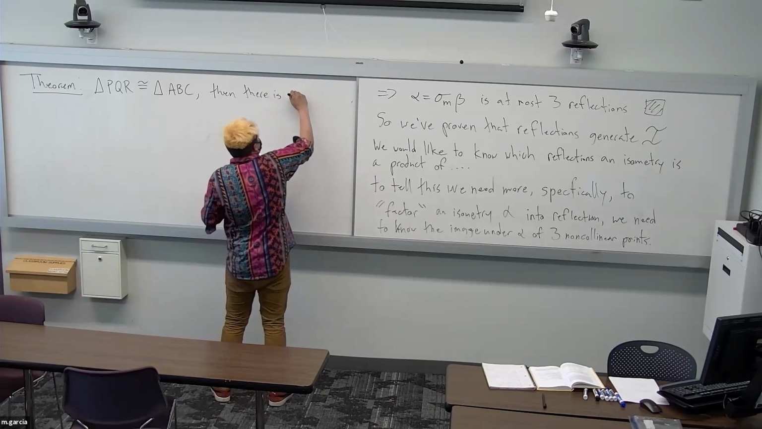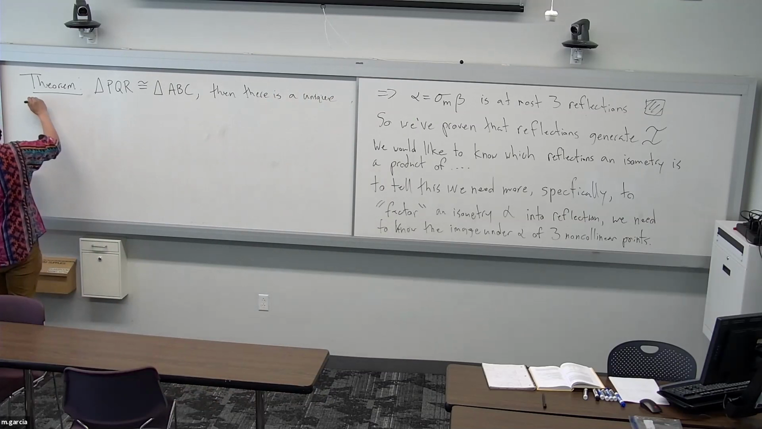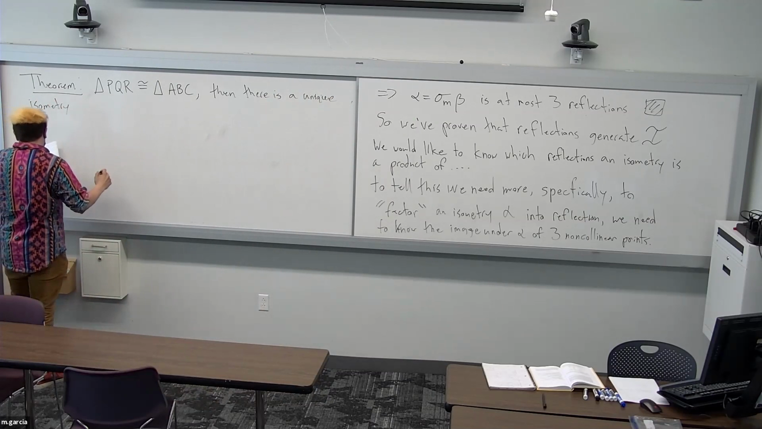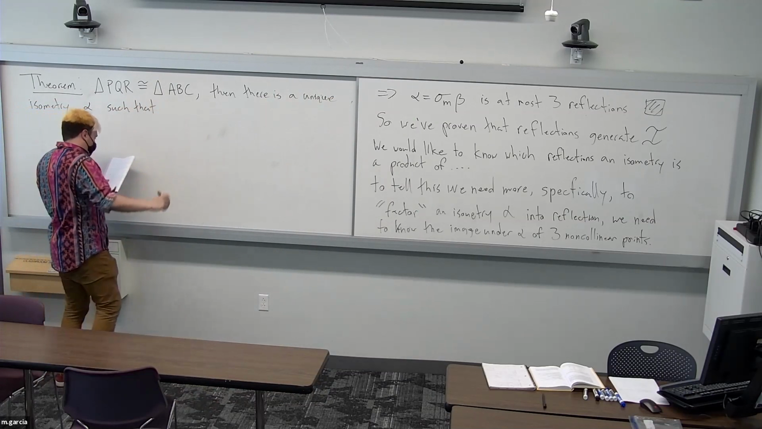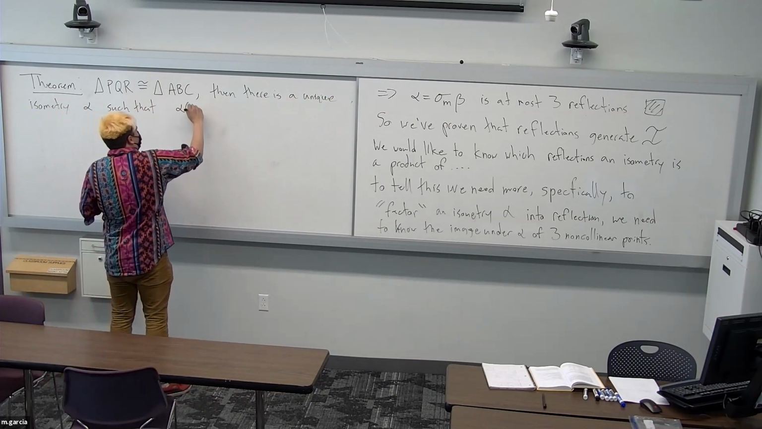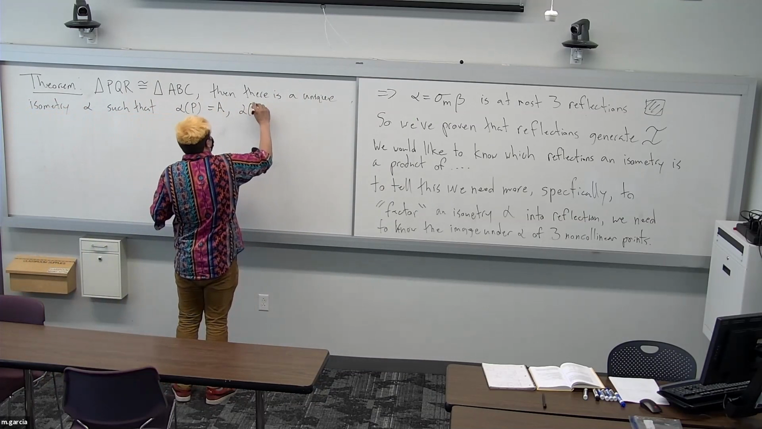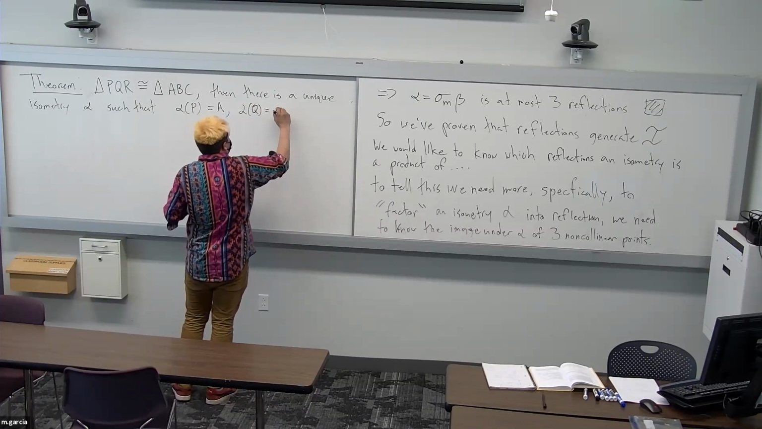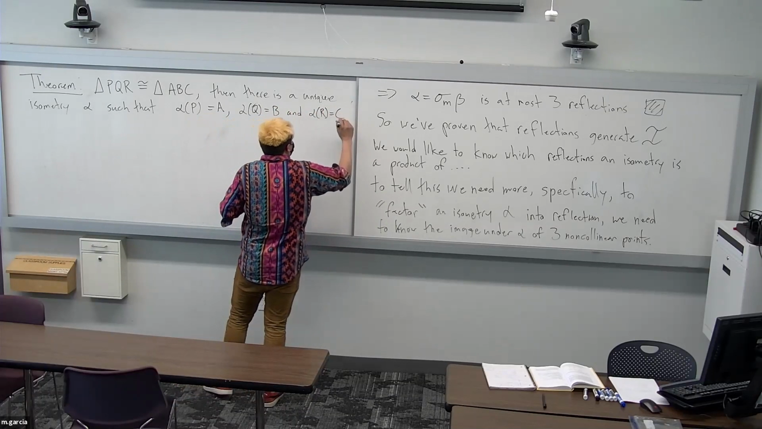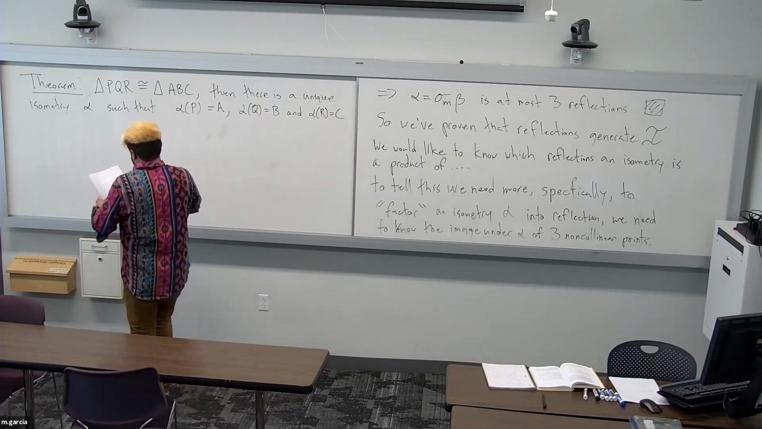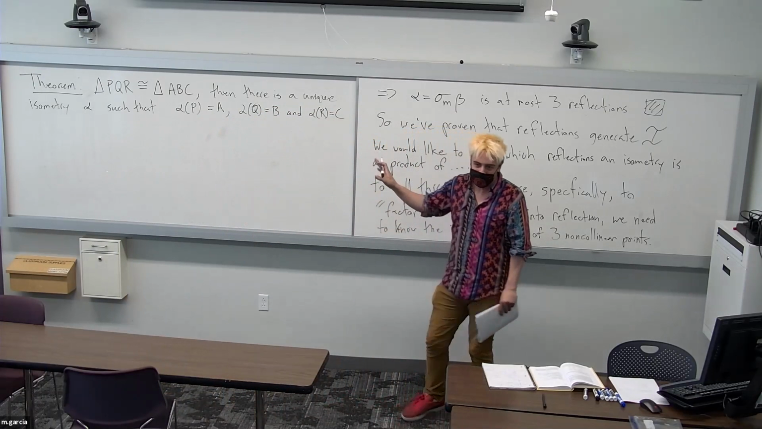Then there is a unique isometry alpha such that alpha of P equals A, alpha of Q equals B, and alpha of R equals C. Sorry, yeah, that's right. I wrote the wrong thing in my notes, but this is correct.